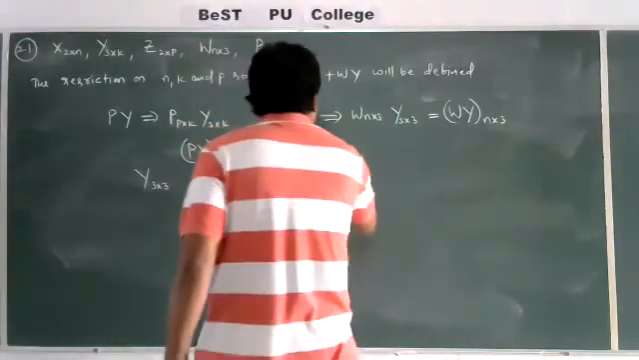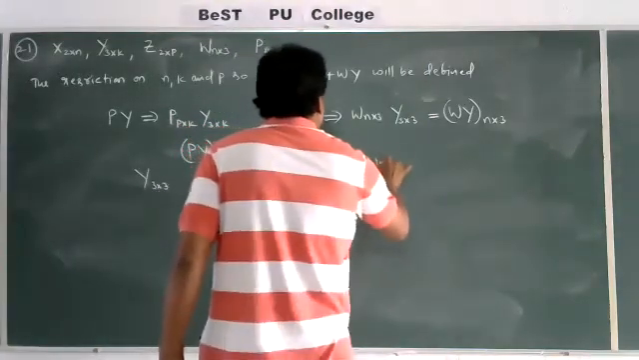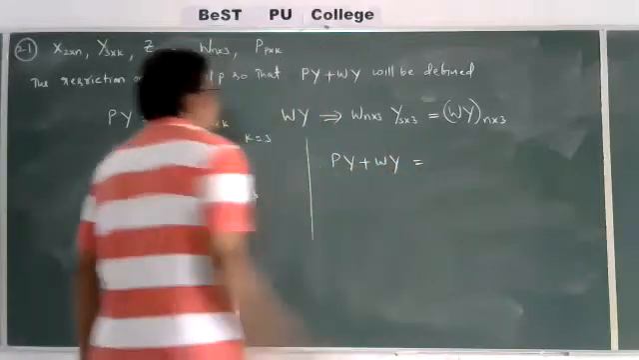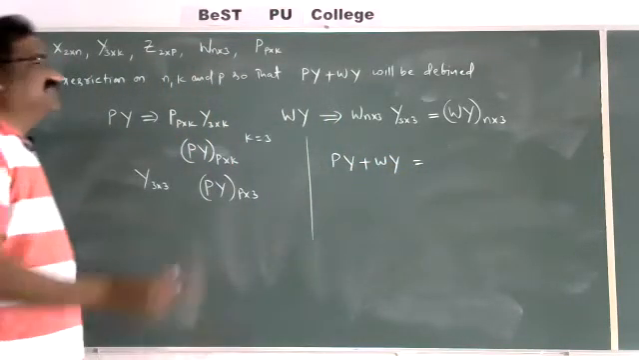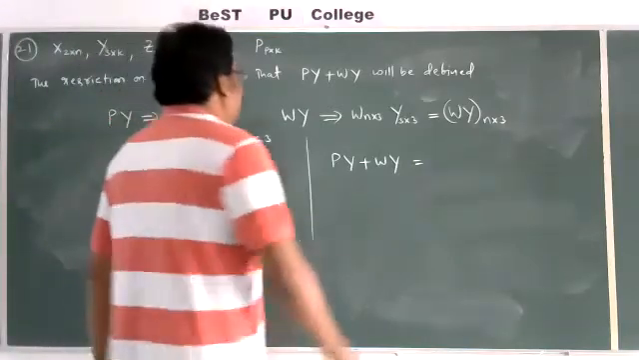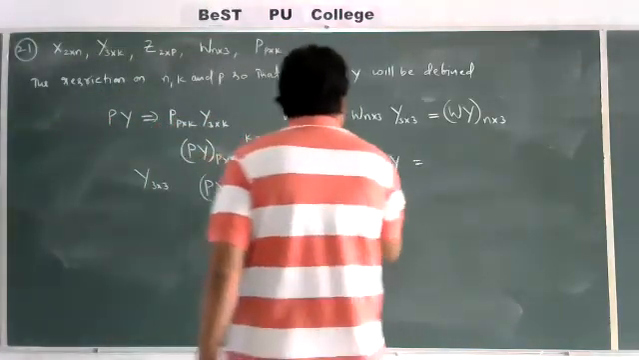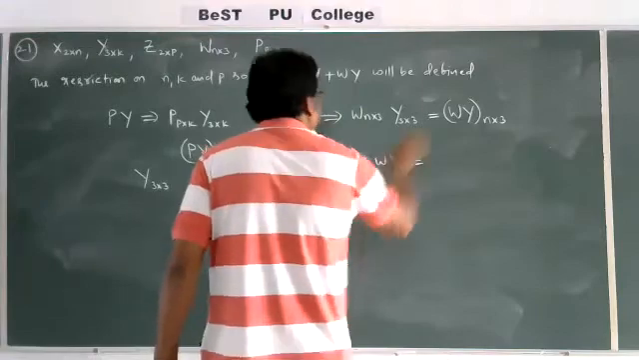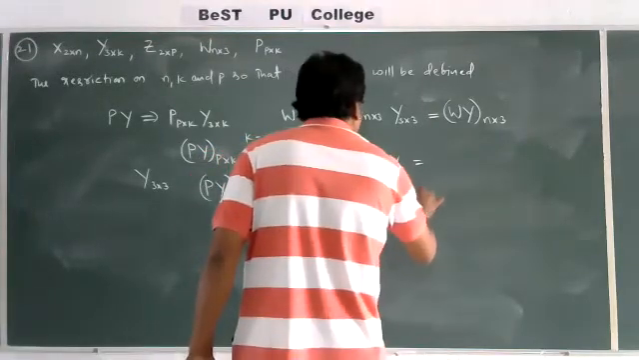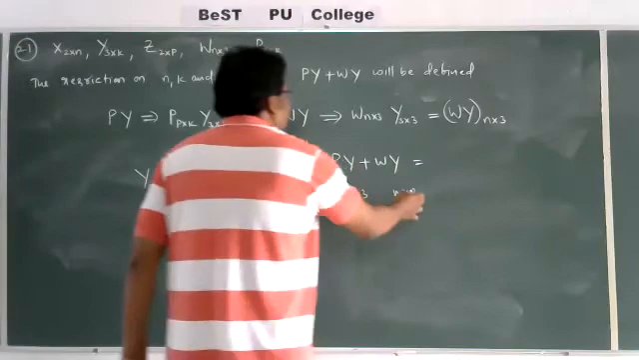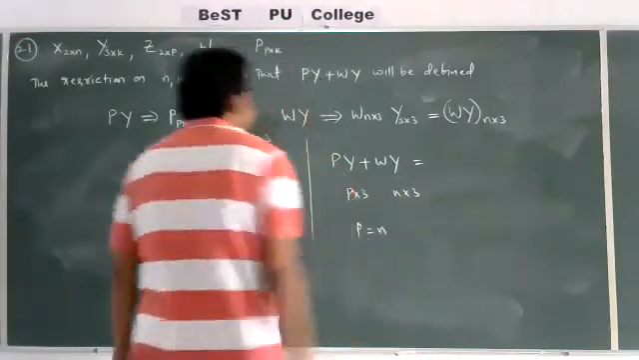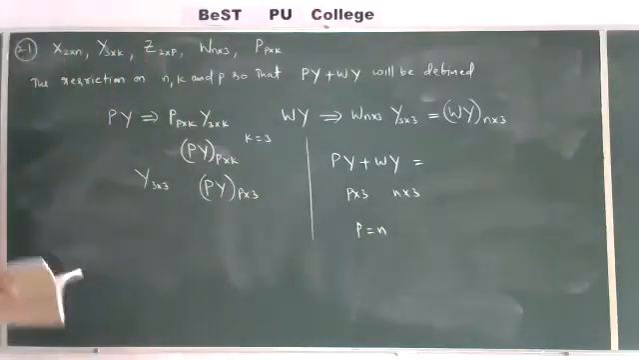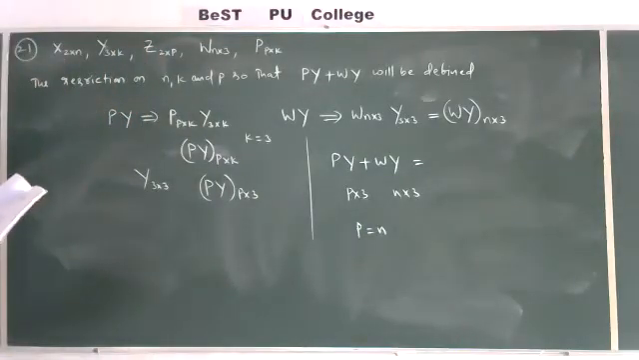Then we require PY plus WY, that is addition of the two matrices. They require the same order. So here PY is P by 3 and this is n by 3. In both matrices the columns are equal, but equating the rows, P is equal to n. Here options are given.